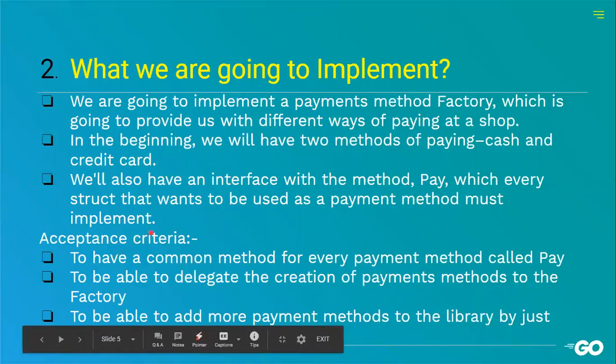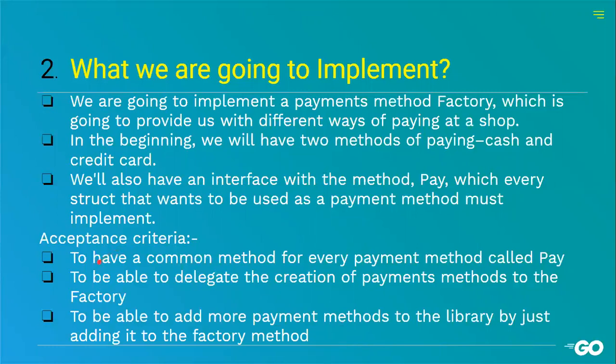So before writing our code, let us see what the acceptance criteria for our software are. First of all, to have a common method for every payment method called pay. This method should be common to every payment method, whether it is a cash payment method or a credit card payment method. Some common method should be there so that the shopkeeper can easily use it, and it will be independent of the implementation of that particular type of payment, right?